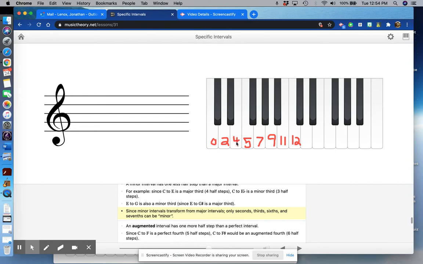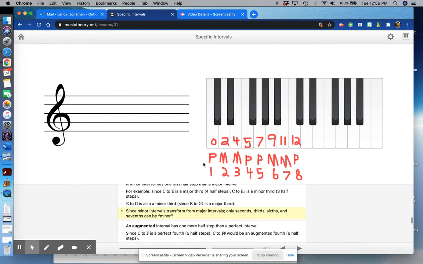C to E is going to be a third, and it's 4 half steps, so it's a major third. C to F, which is an interval of a fourth, but it's 5 half steps, so it's going to be a perfect fourth. C to G is a perfect fifth. C to A is a major sixth. C to B is a major seventh, and C to C is a perfect octave. So the numbers here indicate how many half steps from C or from your lowest note, and these are all major or perfect.